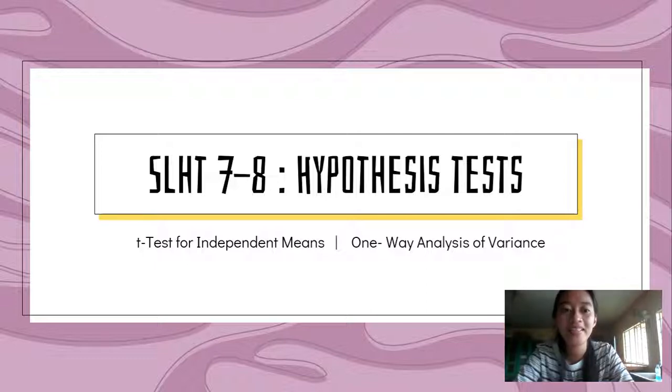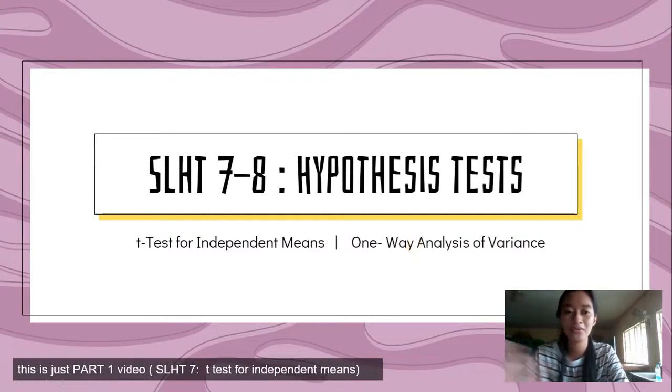So hello everybody, this is now our SLHT 7 to 8 video for the two hypothesis tests that you are going to apply. The first one is going to be about the t-test for independent means, and the other one is one-way analysis of variance. For those who have read the SLHTs, very good, and for those who haven't, very good also, because you are here and watching this video.